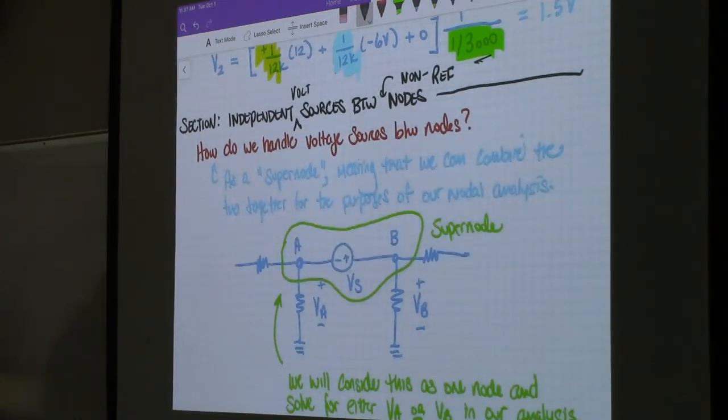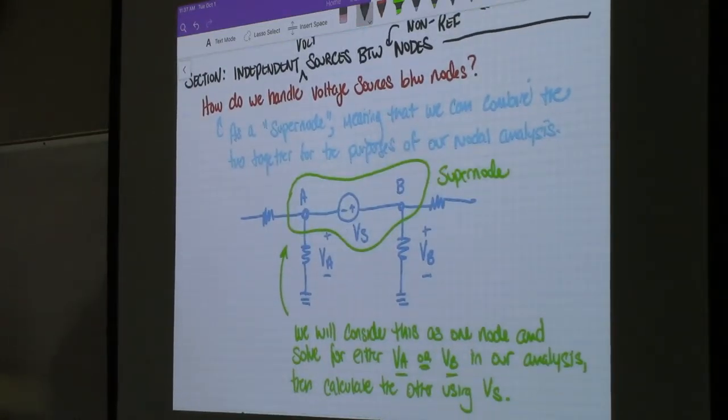So how do we handle it? What we're going to do is we're going to consider the 2 nodes as one supernode. What it means is that we can combine the 2 together for the purposes of nodal analysis and specifically for the purposes of KCL.